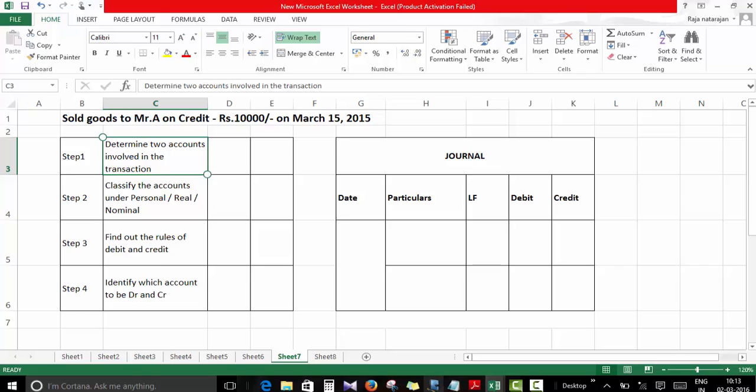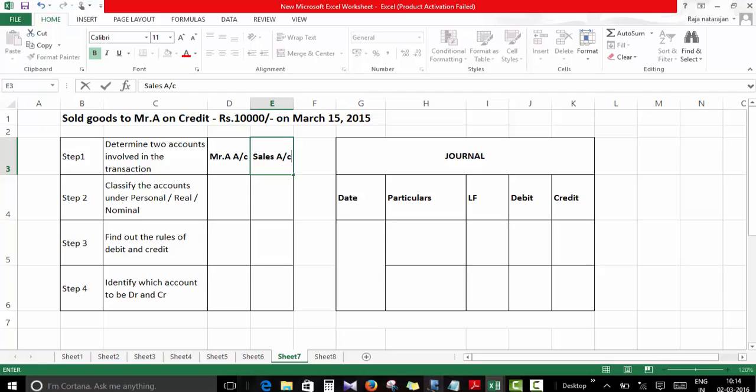See, I'm selling goods and Mr. A is actually receiving the benefit because he is not making the payment now. So the two accounts involved in this transaction are Mr. A's account. Why Mr. A's account? Because he is receiving the benefit, and on the other side, my goods are going out, and when goods go out, I'll recognize them through sales account. So the two accounts involved in this transaction are Mr. A account and sales account.